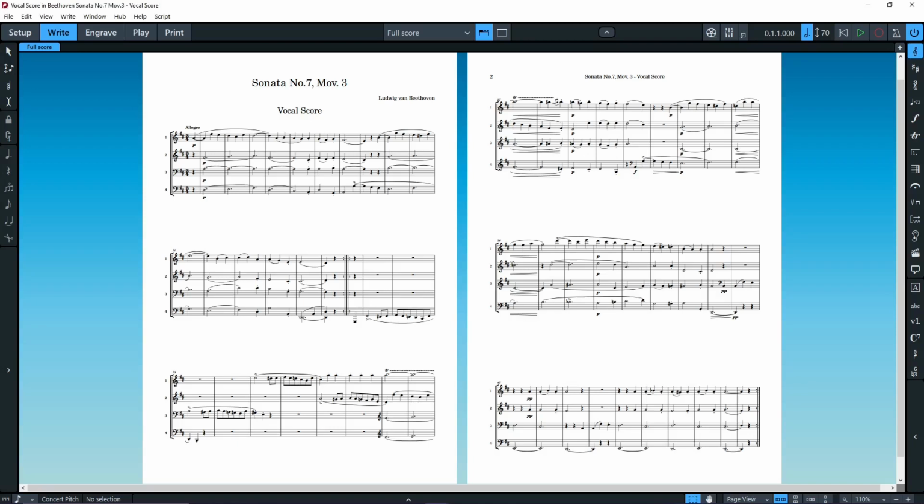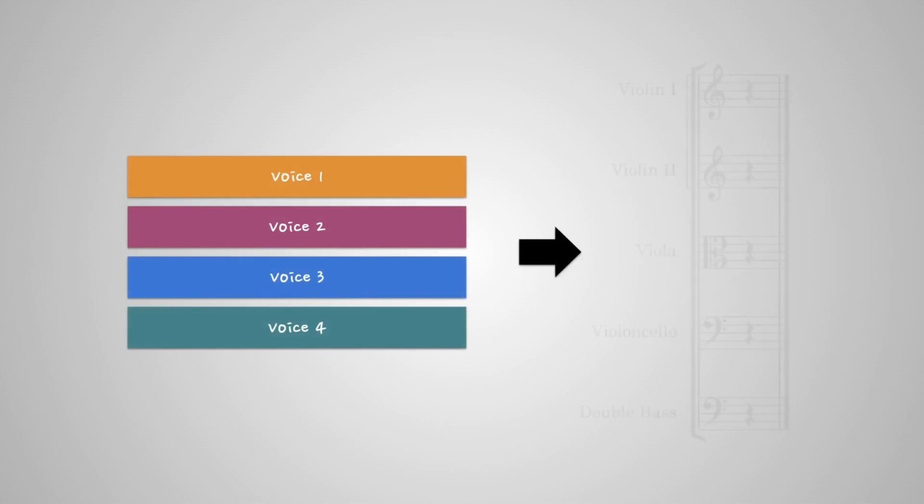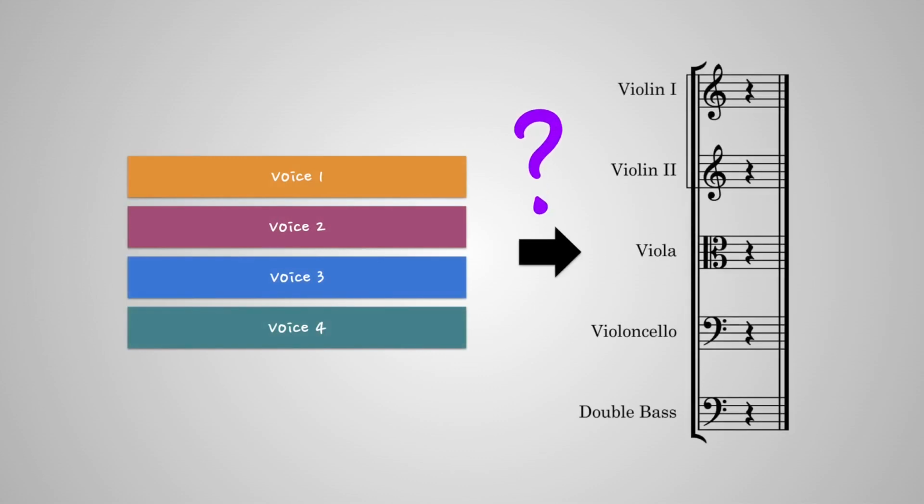Beginning orchestrators generally run into the same problem when writing a piece for strings. They don't know how to fit the traditional 4-part harmony scheme into the 5 sections of the string orchestra. To understand this dilemma and its solution, we need to review a bit of orchestration history.